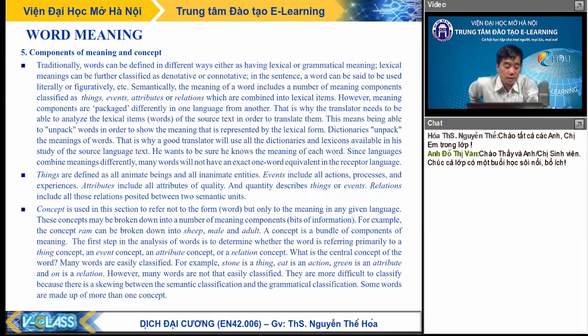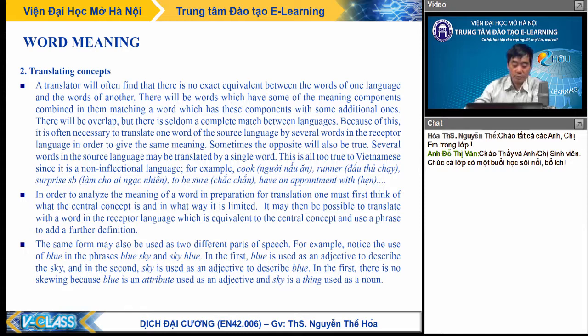And for the component of meaning and concept, we have several kinds of concept here. In general, we have thing, attribute, event, relation. And for the concept, we have the concept of gender and the form of words, and also the relation of words. And for translating concept, we should pay attention to the match between two languages. For example, how can we match? Let's say cook, người nấu ăn; runner, người chạy, and so on.